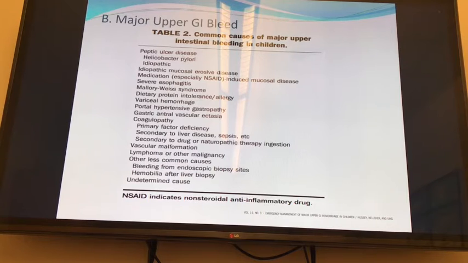Major GI bleed would be another abdominal emergency. Pretty uncommon again. We see a few kids that have, usually they'll have a history, so they'll have known liver disease or portal hypertension or some reason to have a bleed, maybe peptic ulcer disease occasionally.